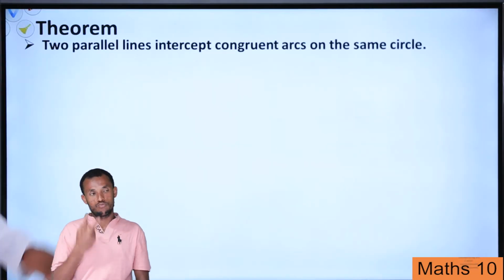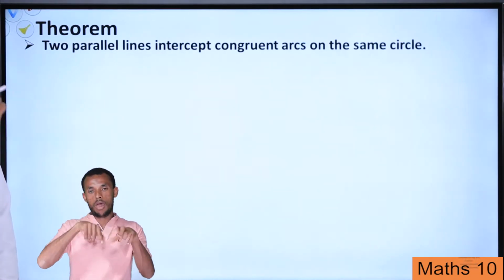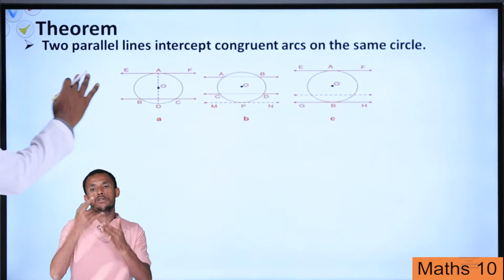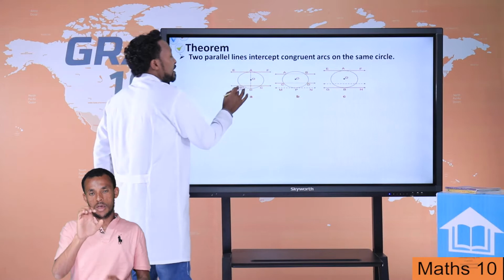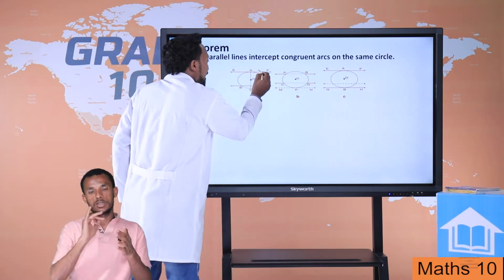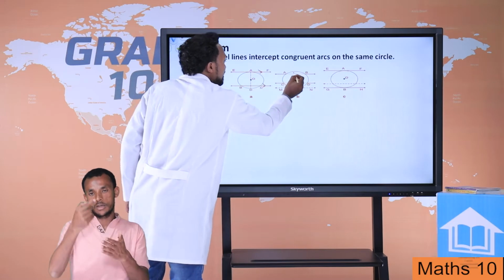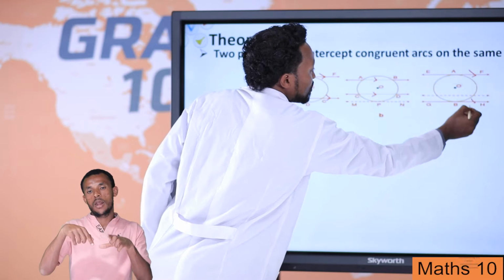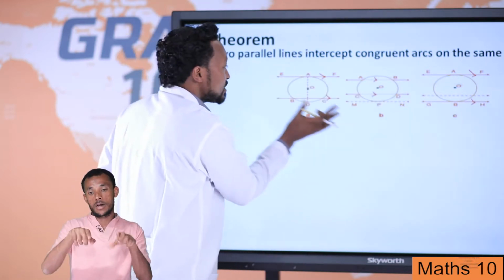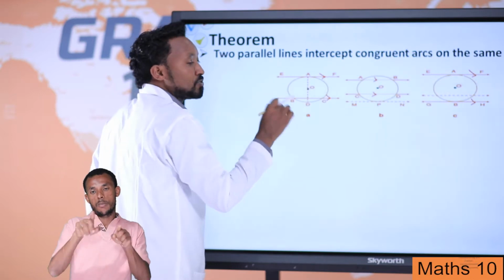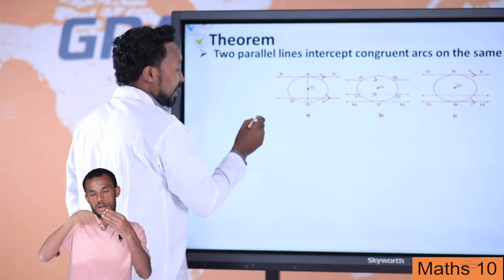Two parallel lines intercept congruent arcs on the same circle. What is the idea of this one? Here EF is a tangent line and BC is a secant line. These two lines are parallel, this line and this line are parallel, and this line and this line are also parallel. In three cases, these two lines are parallel, therefore parallel lines on a circle intercept congruent arcs.